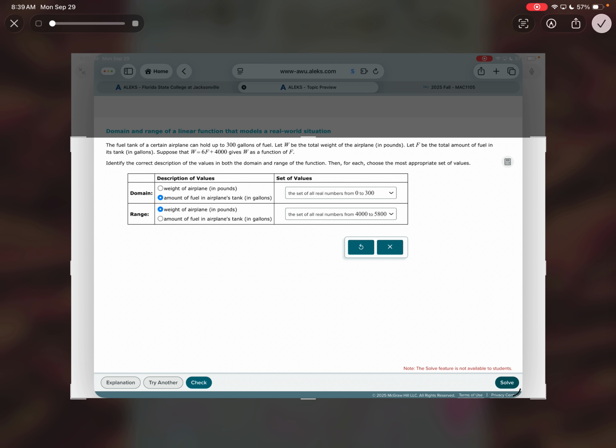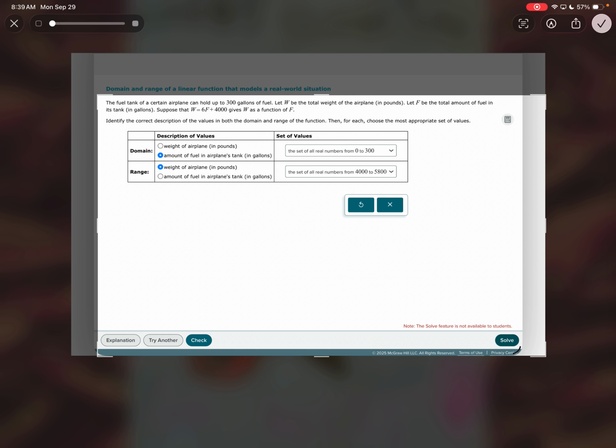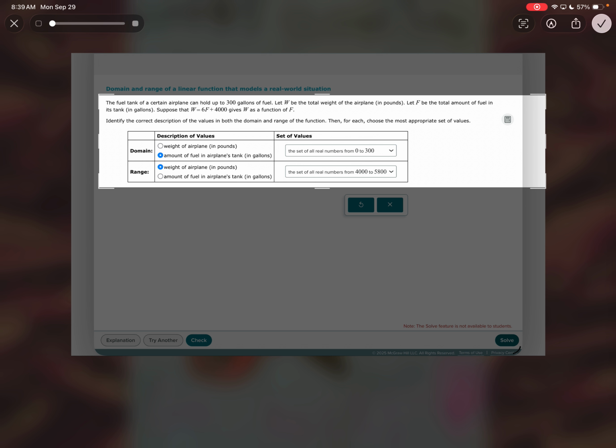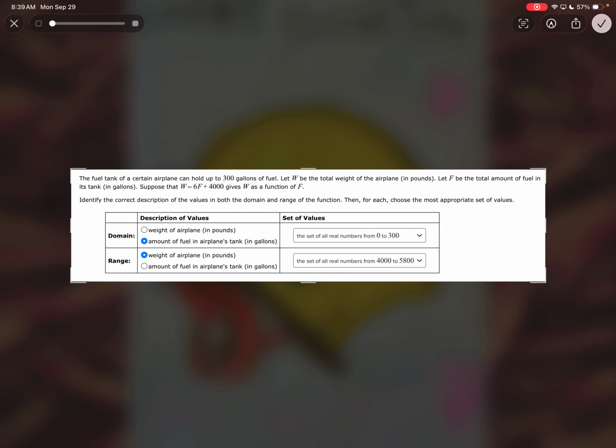This one is actually easier than what I have even. A fuel tank of a certain airplane can hold up to 300 gallons of fuel. Let W be the total weight of the airplane. Let F be the total amount of fuel in the tank. And suppose that you have this formula W equals 6F plus 4,000. Give W as a function of F. So identify the correct one.